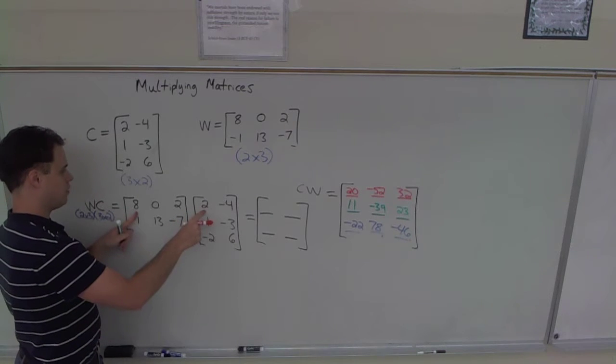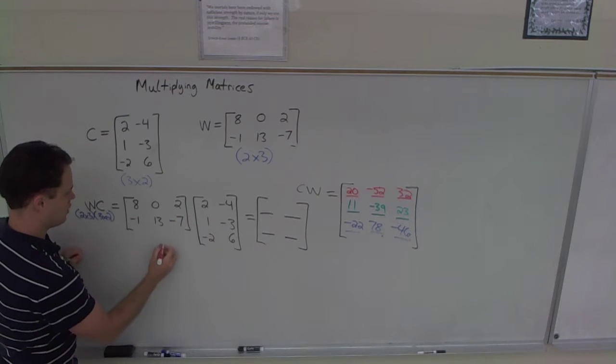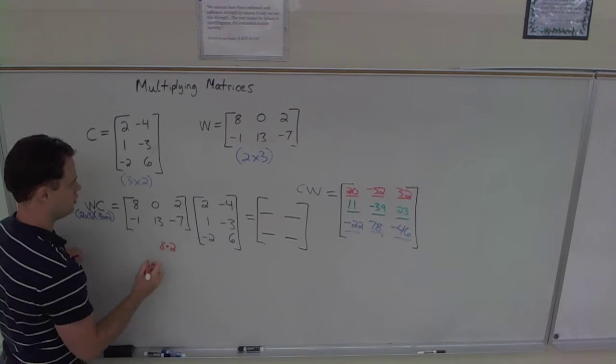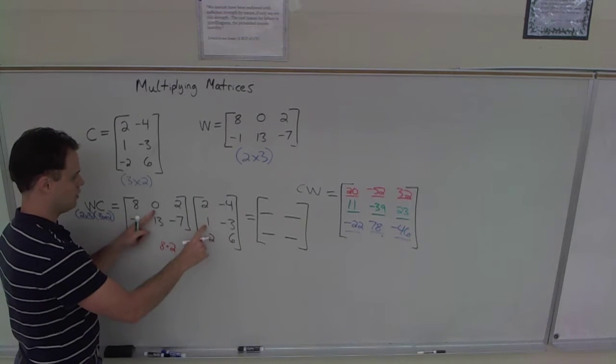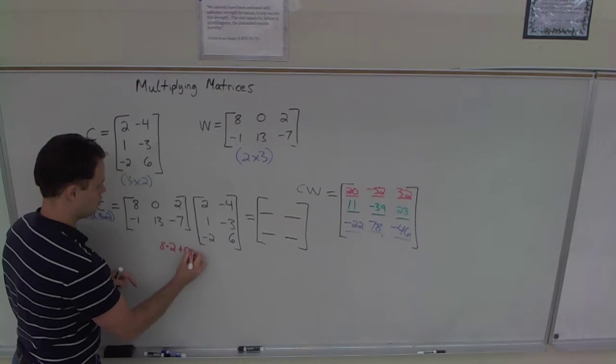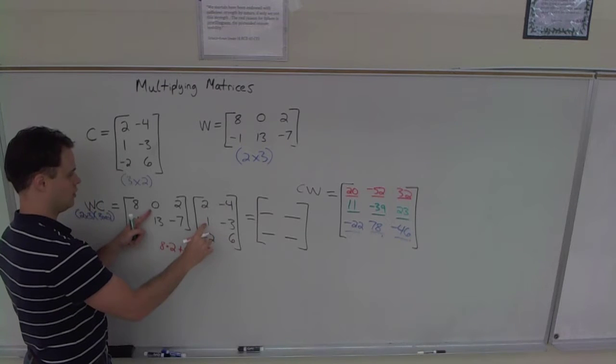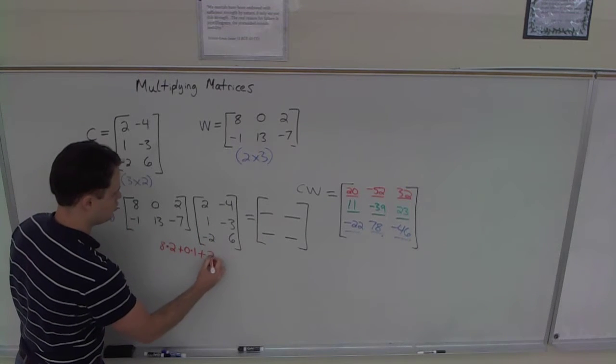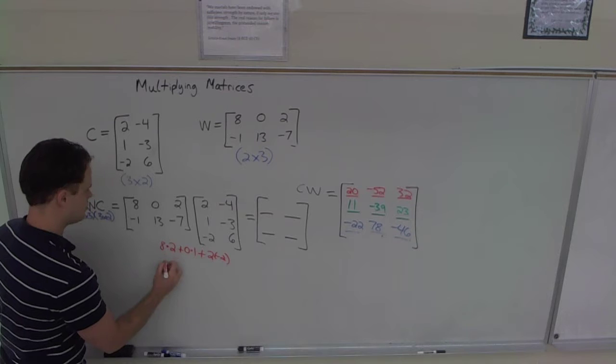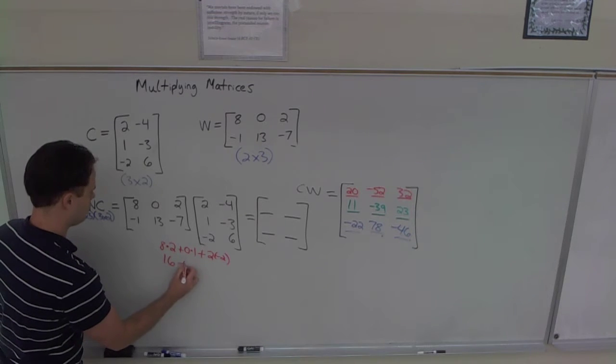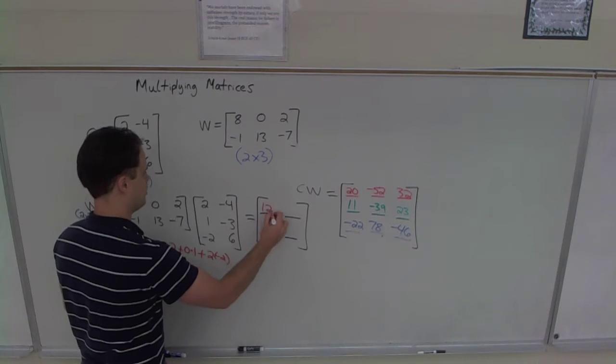So this time we're going to have 8 times 2. I'll write this first linear combination out really in detail. Slide. That's going to be 0 times 1. Slide. 2 times negative 2. So that's going to be 16, nothing, and minus 4. That's 12.